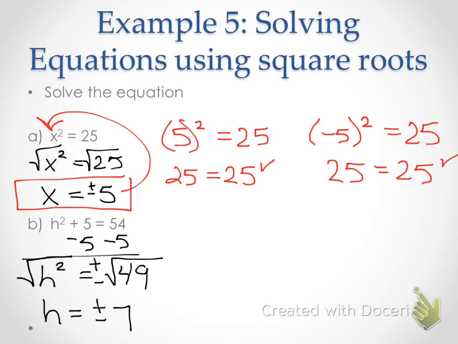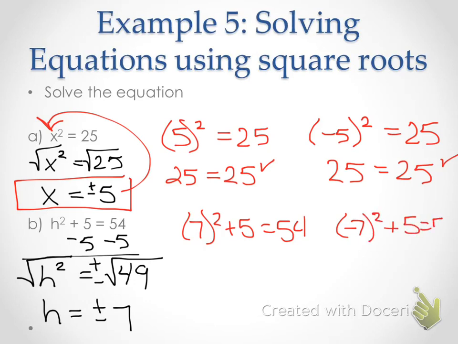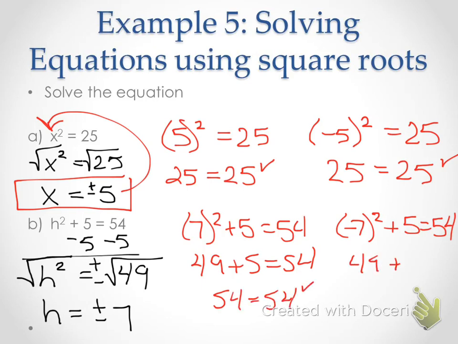And here's why. I'm going to show you again. If I were to plug in the numbers, 7 squared plus 5 equals 54, or negative 7 squared plus 5 equals 54, they both work out. 49 plus 5 equals 54. 54 equals 54. Checks out. And 49 plus 5 equals 54. They both check out. And if you understand that, that's everything you need to know for 11.1.